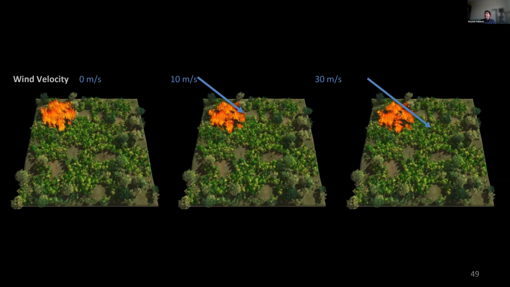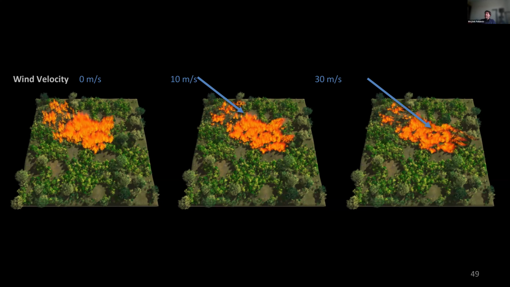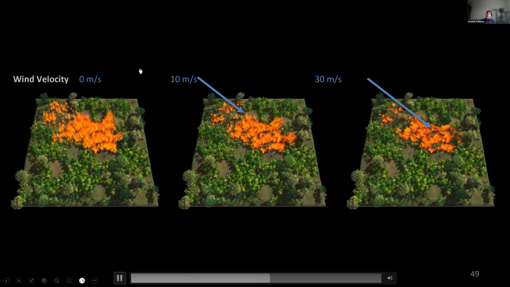Of course, since we're modeling the wind as well in our simulation, we can look also at the effects of wind on combustion. This is largely mathematically expressed by this eta function. So here with no wind, this would be how the simulation, in this example, turns out. As we increase the wind speed, we get a different effect.